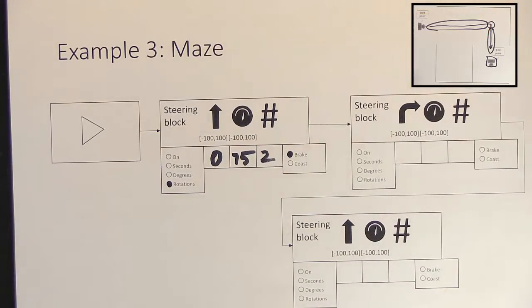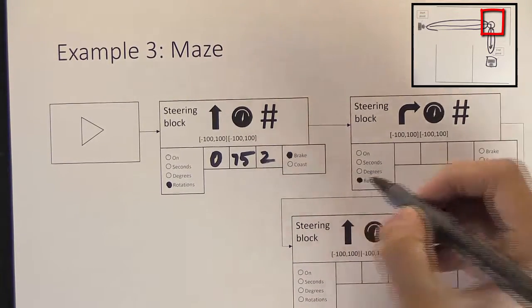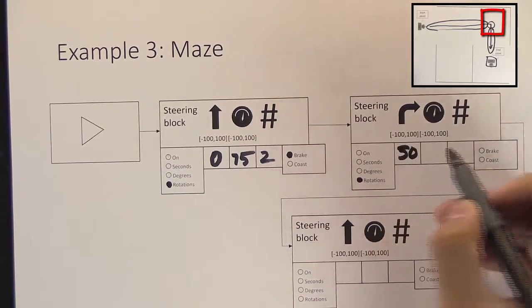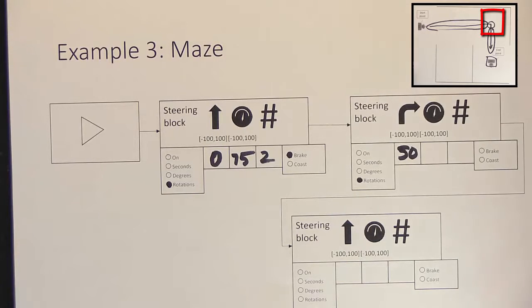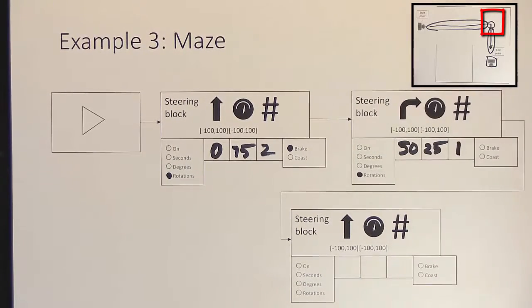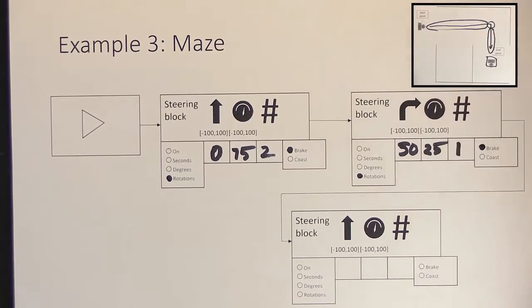Now the second step is the turn, as I stated earlier. Once more, we will use rotations, and we need to realize that the turn we are making is a right turn. So that means that we should use a positive value of 50. And as I stated earlier, a good value for turning is generally around 25. And a 90-degree turn with the bot that we've made is generally made by 1 rotation. And then once more, we will conclude with a break.